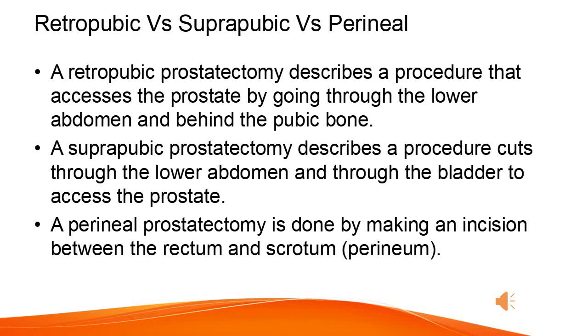Retropubic vs suprapubic vs perineal. A retropubic prostatectomy describes a procedure that accesses the prostate by going through the lower abdomen and behind the pubic bone. A suprapubic prostatectomy describes a procedure that cuts through the lower abdomen and through the bladder to access the prostate. A perineal prostatectomy is done by making an incision between the rectum and scrotum, the perineum.